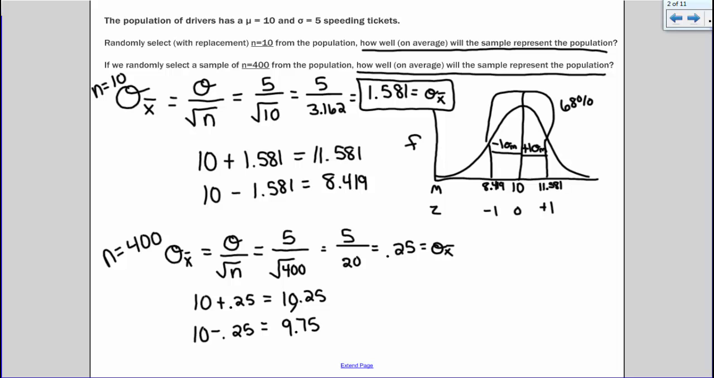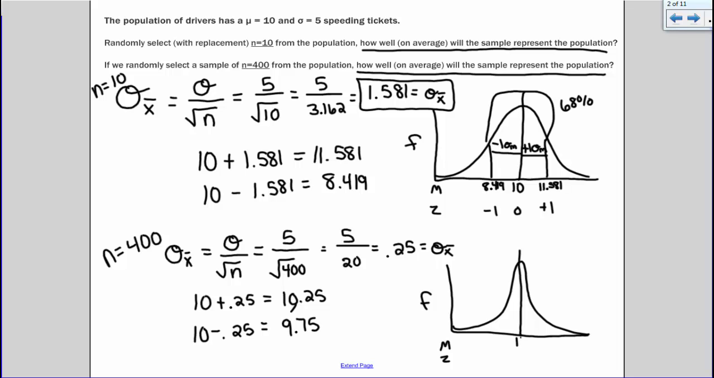So we have a pretty darn close estimate of our population mean when we have a sample of 400 versus when we have a sample of 10. Let's go ahead and draw this distribution just to give you practice looking at these things. So we've got our means, we've got our z's. This is going to be a skinnier sampling distribution because our standard error is smaller.